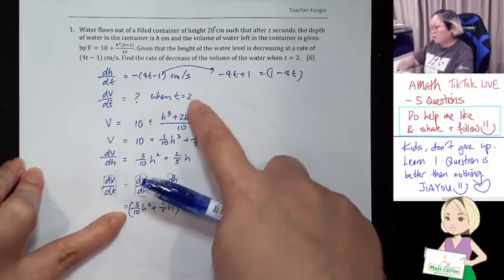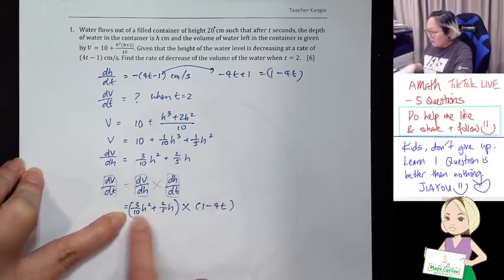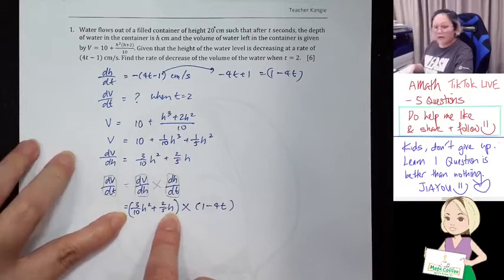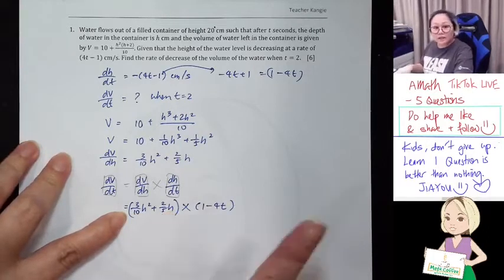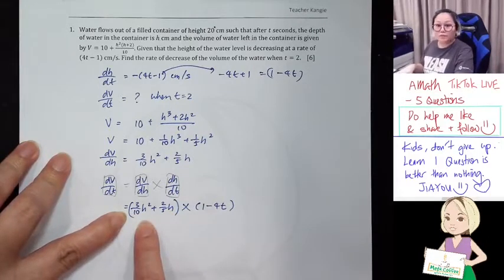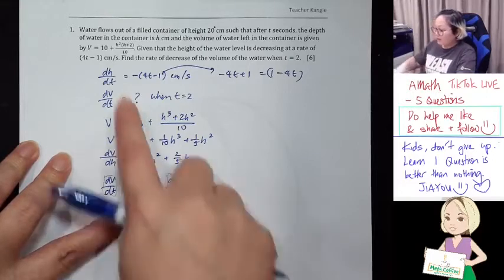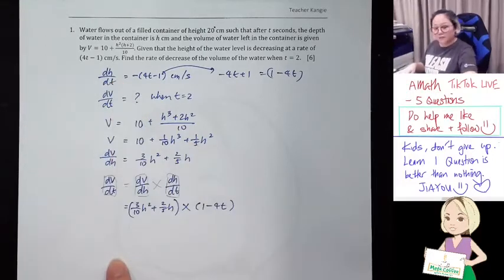Yes, I can sub t equals to 2 here. But here, I don't know which h to sub in. So I will have to find out when t equals to 2, what is my h. So how do I do that? I will have to find h in terms of t.